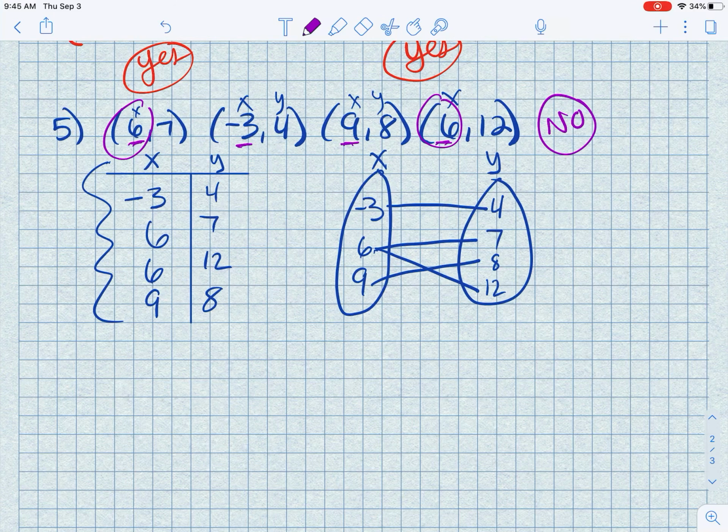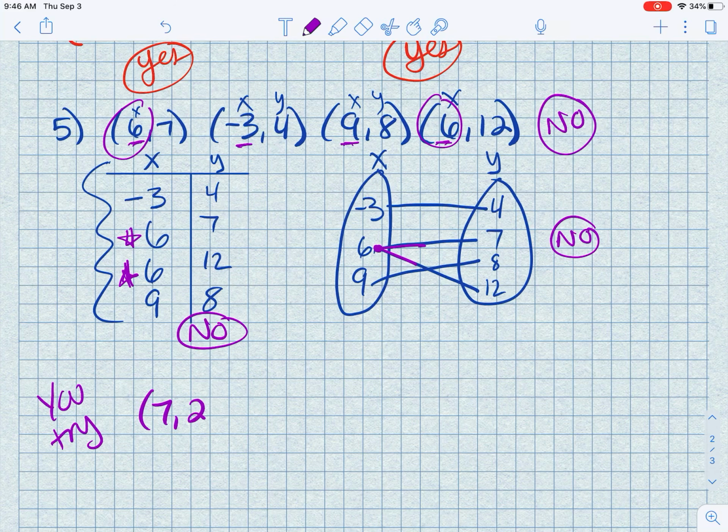Our x's cannot repeat. We can't have more than one output for every input. Look at your table. Oh boy, I have 6 listed twice for x. So is it a function? No. Look at your mapping. Are 2 lines coming from any of the x values? Yep, right here at 6. So is it a function? No.